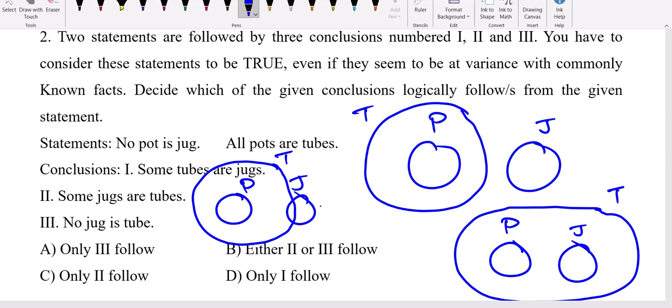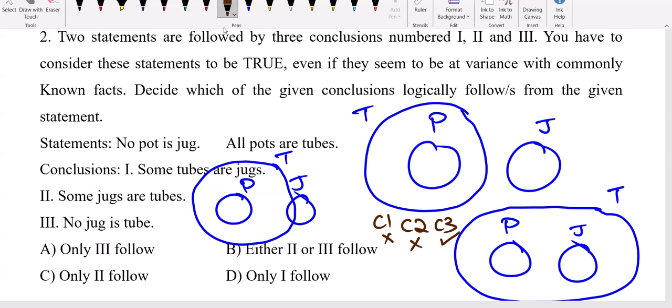Now, what is the next scenario? With every diagram, see which conclusion is true, which conclusion is false. Write it first. In this diagram, which concludes first conclusion? Tubs and jugs, is it connected? No, first one wrong. What about second one? Jugs and tubes also not connected. Okay. Third one, no jug is a tube is correct. Jug and tube are not connected. In first diagram, first one wrong, second one wrong, third one wrong.